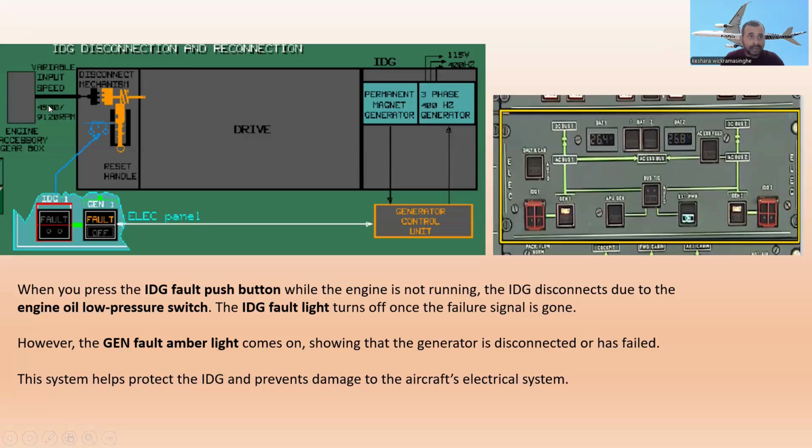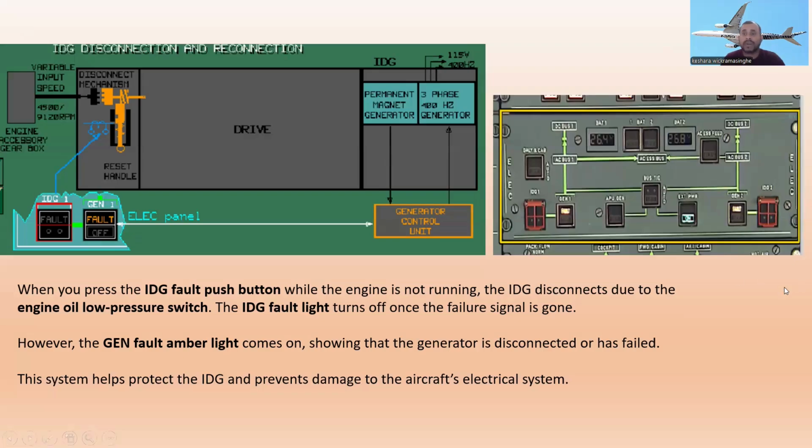The IDG is disconnected from the accessory gearbox, and at this time the IDG fault light goes off and the message in the ECAM system is also gone. But at that time the generator fault amber light comes on. You can also see the amber light comes on. It shows that the generator is disconnected or failed.